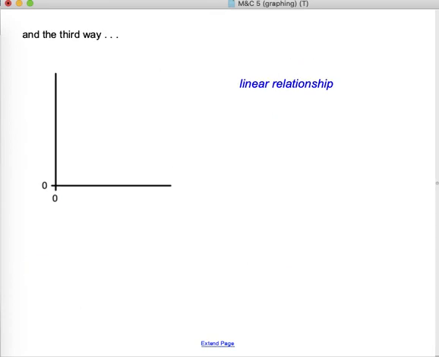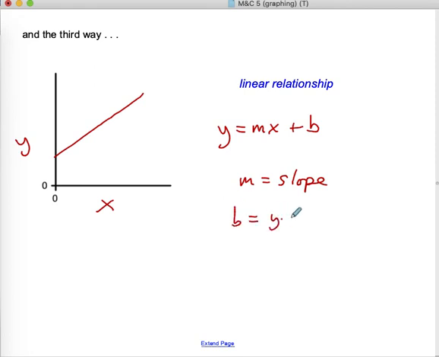There is a third type of relationship we'll see this year, which is a linear relationship. And if y is linearly related to x, then you'll see that as x, the independent variable, increases, y, the dependent variable, increases in a linear fashion, but the y-intercept is not equal to 0. And the equation is, of course, y equals mx plus b, where m is the slope and b is the y-intercept. So, to summarize, here is what I expect you to be able to do.